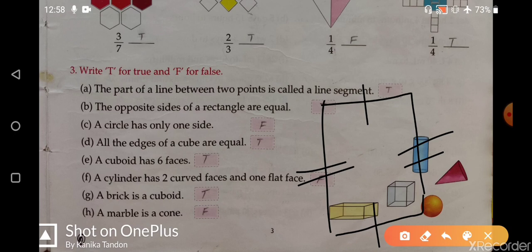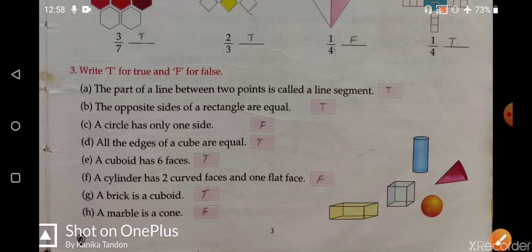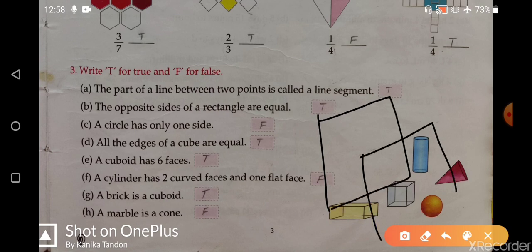A circle has only one side, which is false, because a circle has no sides and no edges. All the edges of a cube are equal. A cube is made up of squares, a figure like this. Since all the sides of a square are equal, all the sides and all the edges of the cube are also equal.